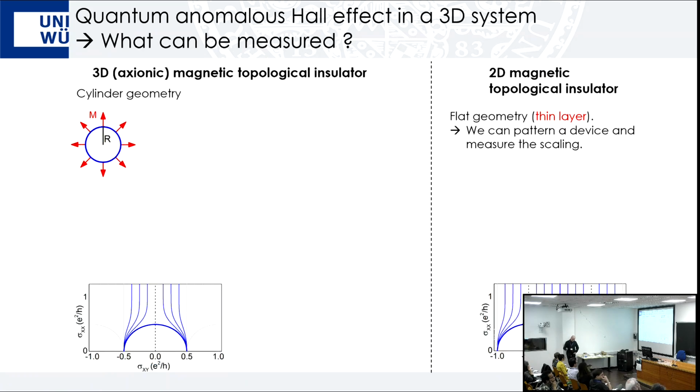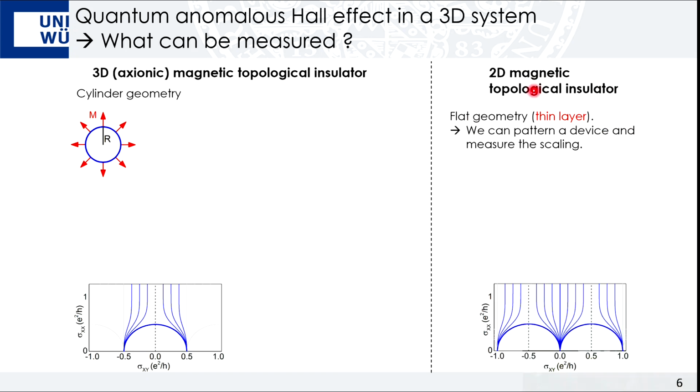Okay, so if you think about a 3D system, what can actually be measured? For a 2D case, the situation is pretty clear. We can grow a layer which is thin enough to be in the 2D regime. We can pattern it into a device. We can make a transport experiment. We can get the scaling. Easy peasy. Now, for the 3D case, we have a prediction for this cylinder.